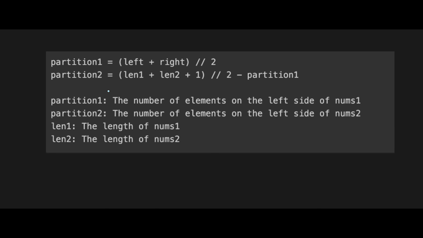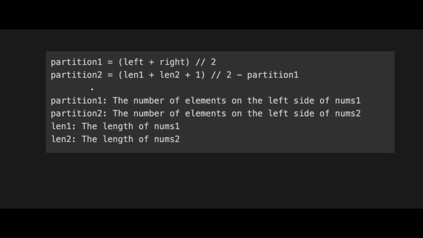The partition that determines left and right side is calculated using binary search, left and right. And look at this. The partition 1 is the number of elements on the left side of nums 1. Partition 2 is the number of elements on the left side of nums 2. And the length 1 is the length of nums 1, and the length 2 is the length of nums 2. And look at the partition 1. So left plus right divide 2. I think you are familiar with this formula, right? When you solve the question with binary search.